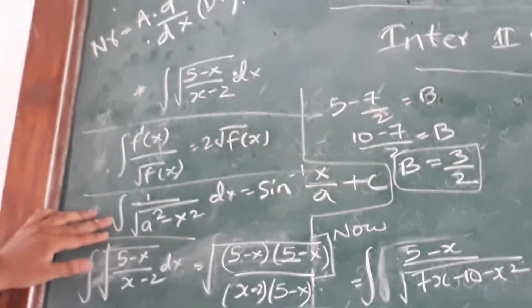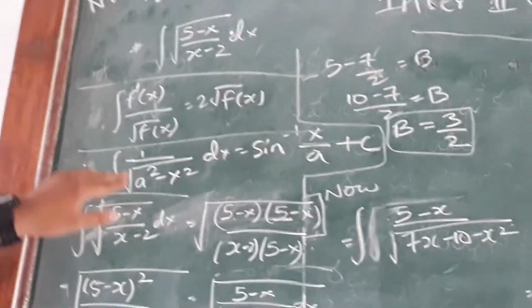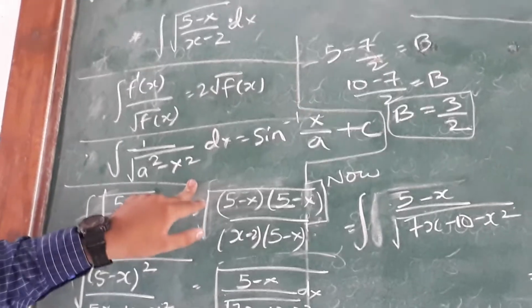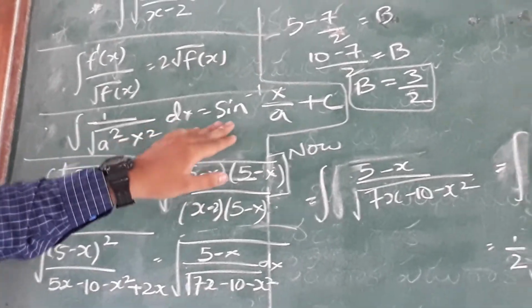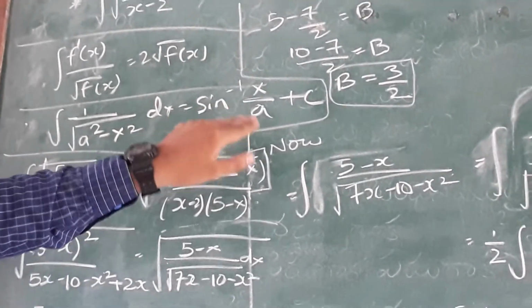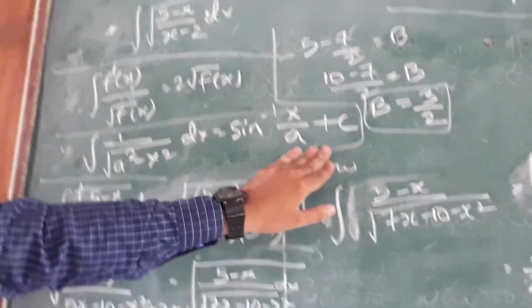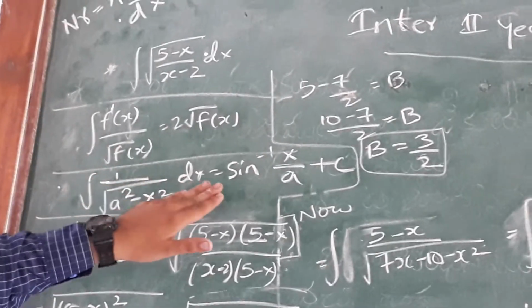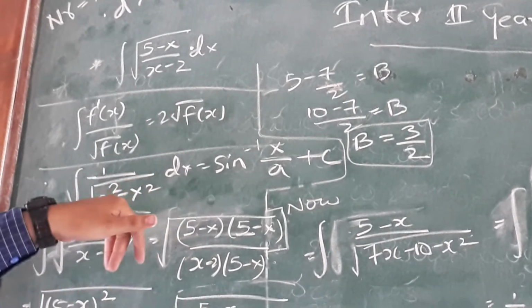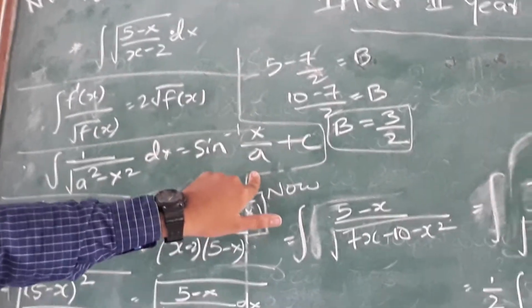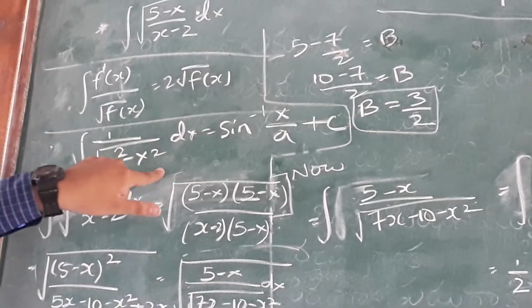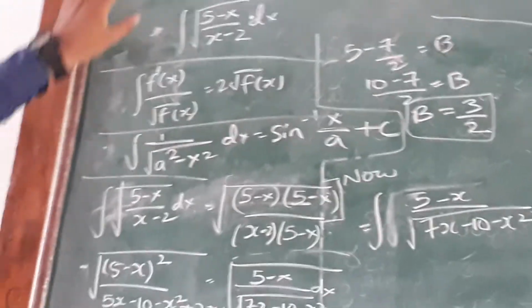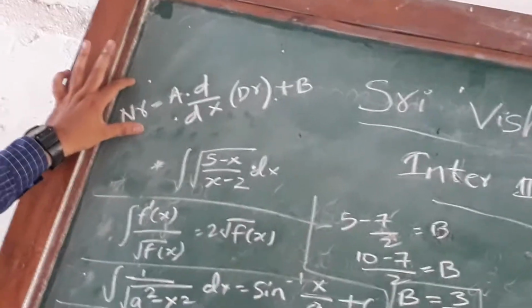And the third formula is integration of 1 by under root a square minus x square dx is equal to sine inverse x by a plus c. In differentiation we have seen sine inverse x. In the same way here, a square minus x square, it is x by a. So some new formula is there for you. This is the one, and the last one is yesterday's technique only, which we have used.